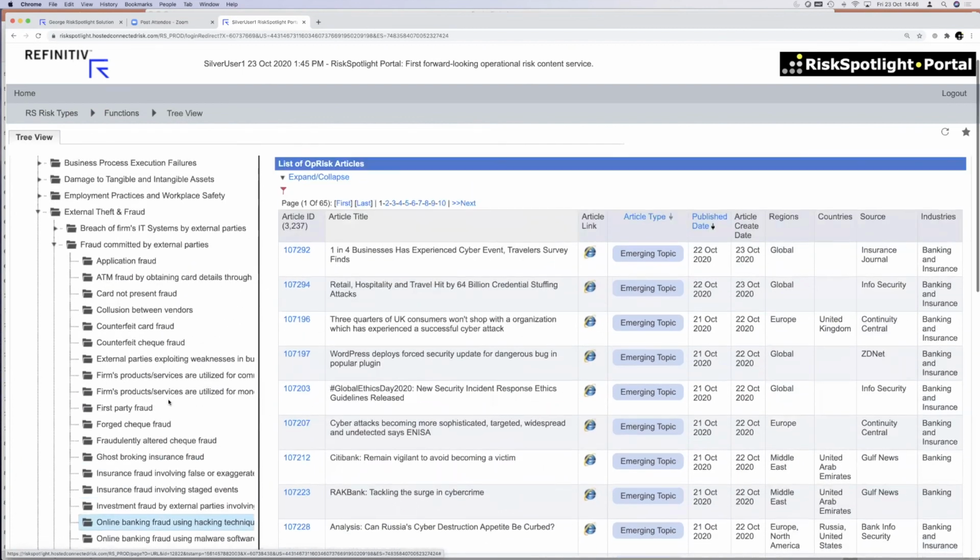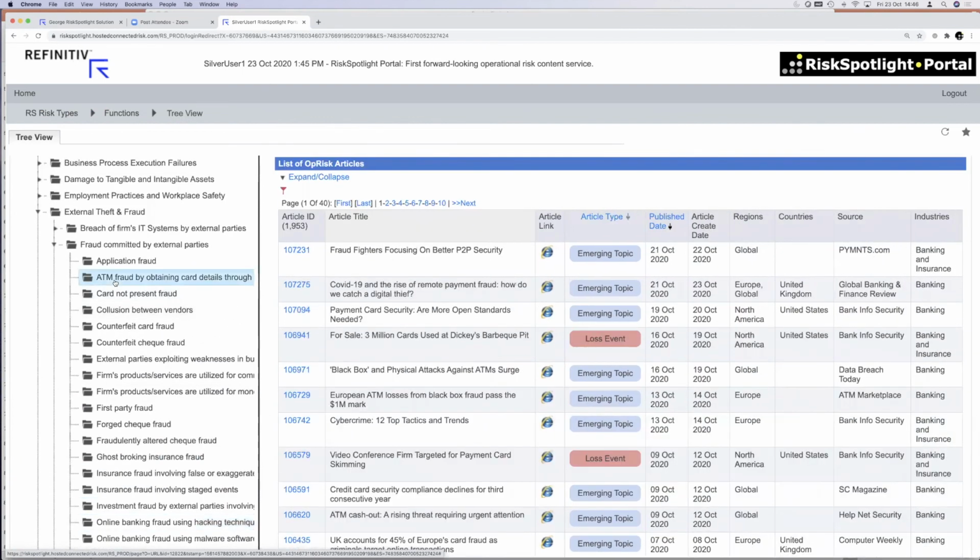Similarly, if somebody is assessing ATM fraud risk, they can click on ATM fraud risk, and then they will quickly see what's happening, what have been some of the recent loss events on that particular risk, and what are some of the emerging topics around that particular risk.